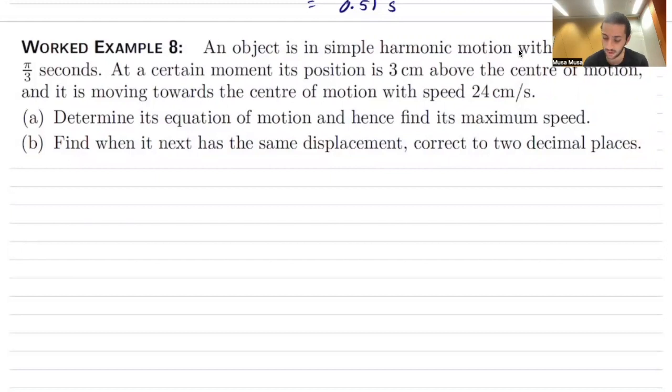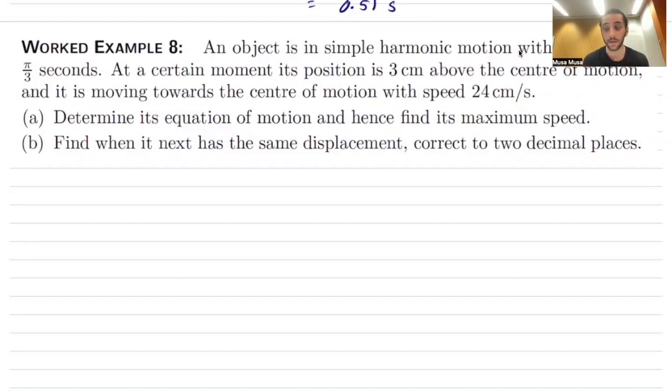An object is in simple harmonic motion with a period of pi on 3 seconds. At a certain moment, its position is 3 centimeters above the center of motion, and it's moving towards the center of motion with speed 24 centimeters per second. Part A, determine its equation of motion and hence find its maximum speed, and find when it next has the same displacement, correct to 2 decimal places.